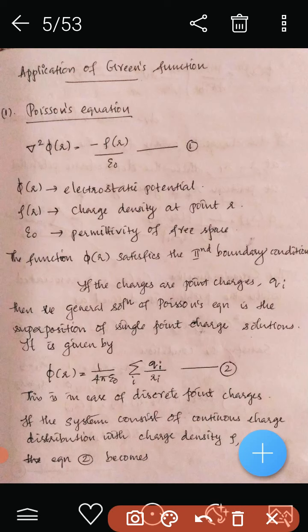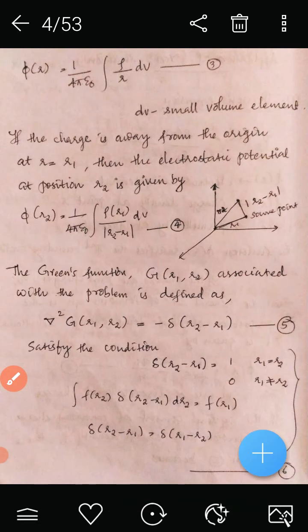We usually take a summation in what kind of situation? If the charges are discrete, or the values are discrete. If the values are continuous, we can change the summation into integral form. So if the system consists of a continuous charge distribution with a charge density rho, then equation 2 becomes phi equals 1 by 4 pi epsilon 0 integral of rho by r into dv, where dv is the volume element.